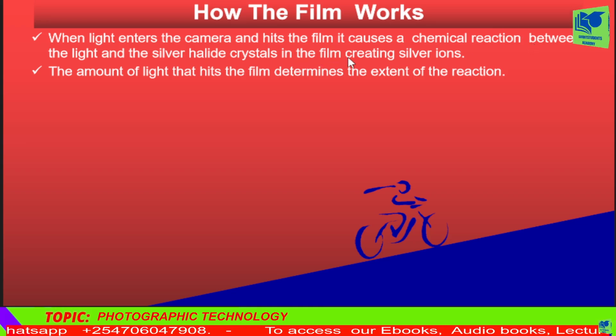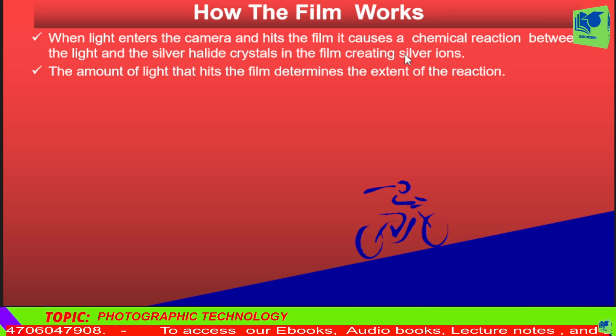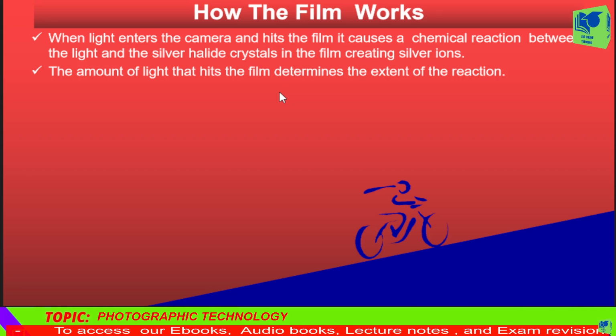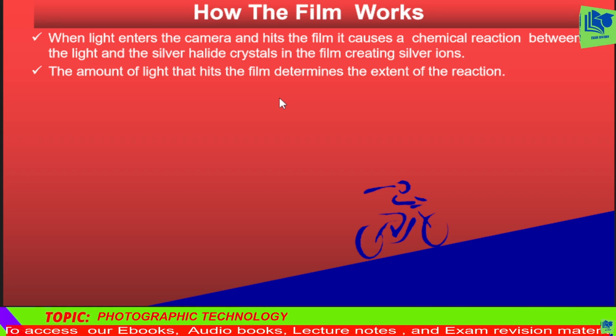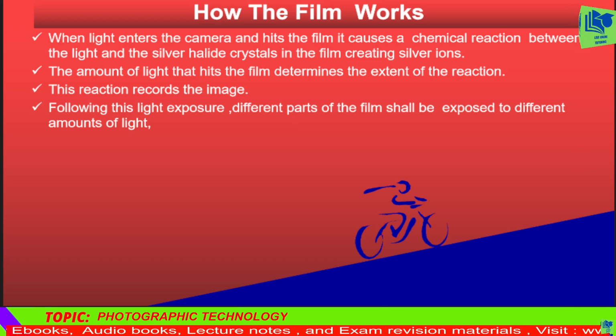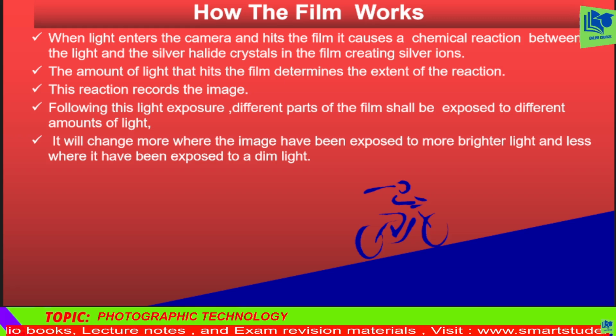When light hits photographic film, a chemical reaction occurs between the light and the silver halide crystals in the film. The silver halide crystals react with the light, creating silver ions. The amount of light that hits the film determines the extent of the reaction. Following this light exposure, different parts of the film will be exposed to different amounts of light. It will change more where the image has been exposed to brighter light and less where it has been exposed to a dim light.